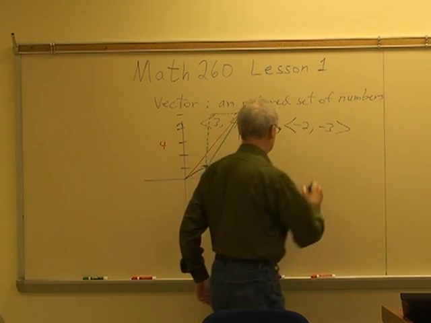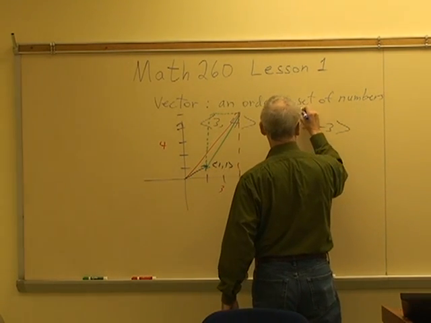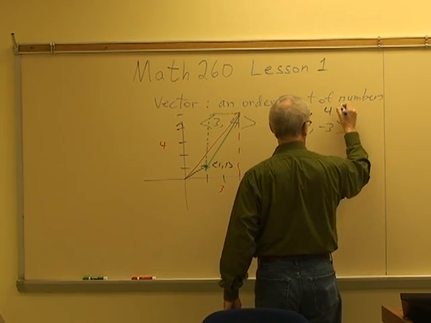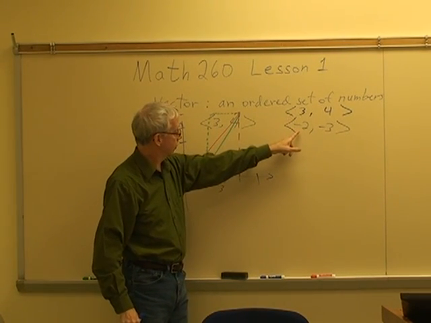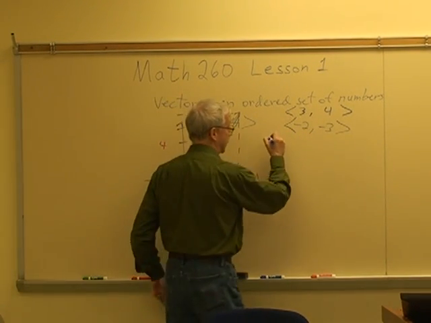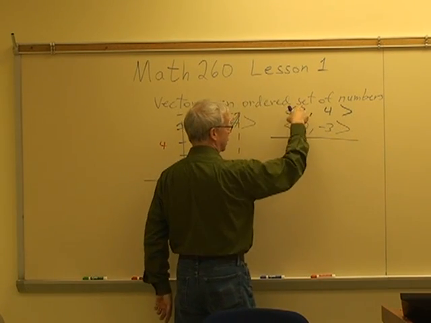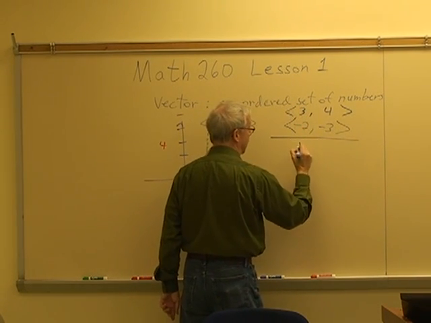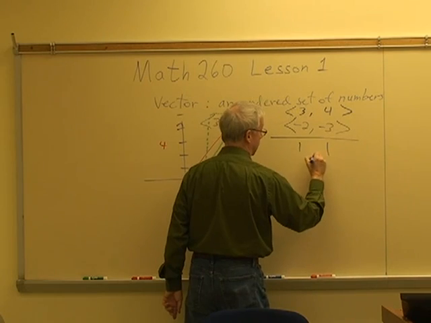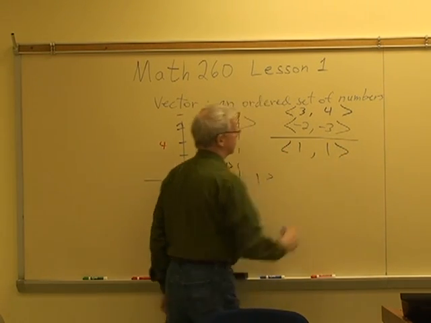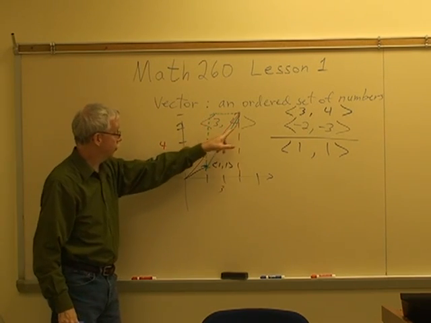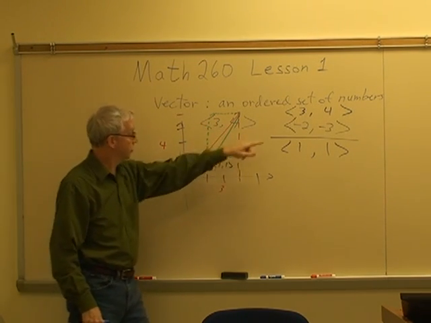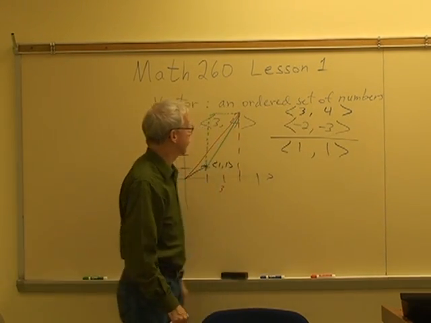And arithmetically, it's easy to see how that works. I simply add the corresponding components. So to add the vector 3, 4 and the vector -2, -3, I simply add the corresponding elements. 3 minus 2 is 1, and 4 minus 3 is 1. So the addition of vectors, when I have them written in this coordinate form, I simply add the corresponding elements.